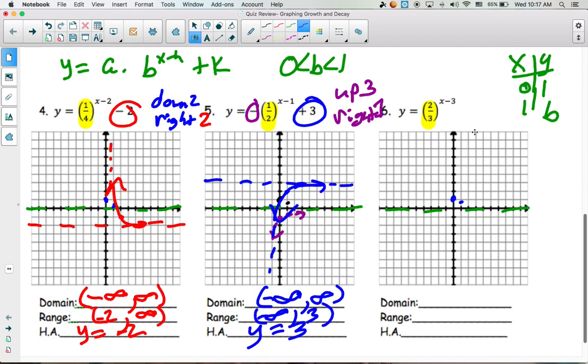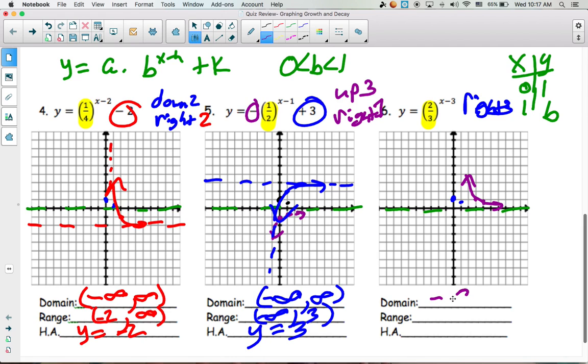And there's no k value, so it's not going to move up or down. There is an h. You see a -3. It's really +3. So this is going to go right 3. So I'll take each point and move them right 3. And the asymptote's not going to move, so this is your graph.